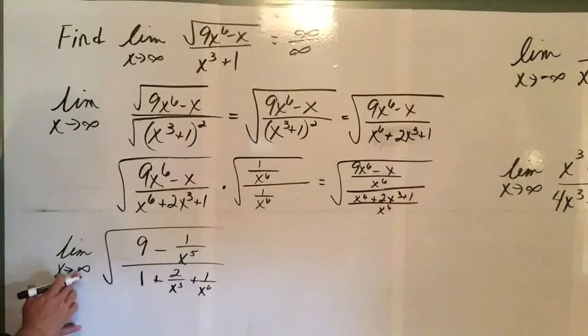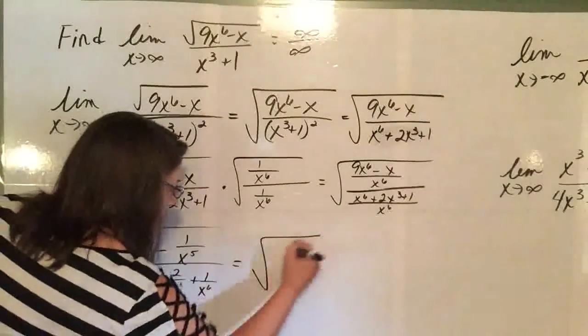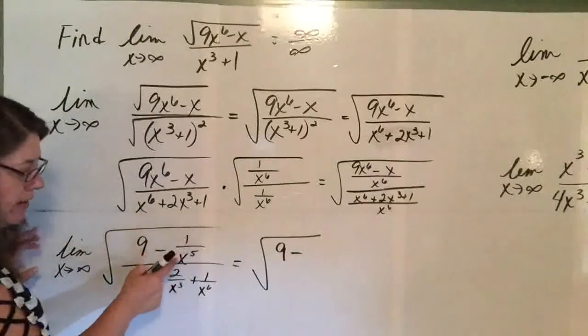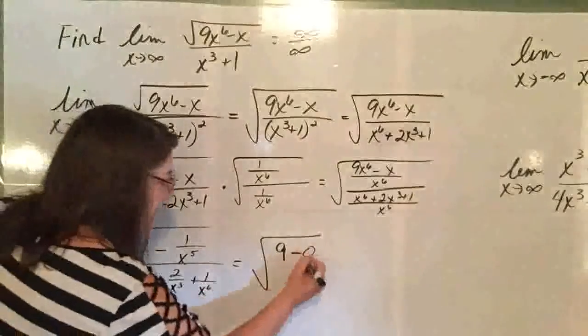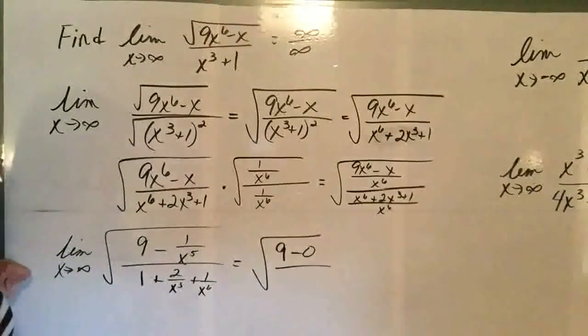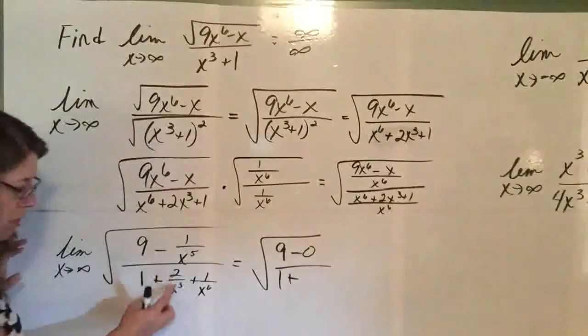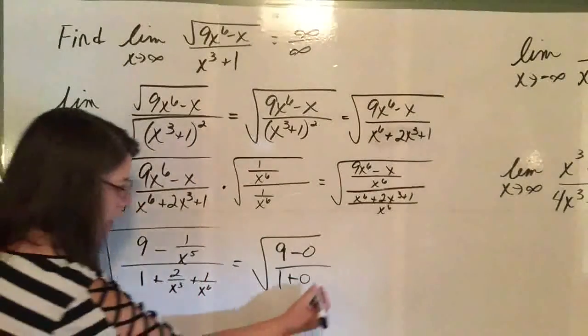So let's do that. If I plug infinity here, well, that's still 9 minus, well, 1 over infinity. That's going to be 0. That's approaching 0. So that's going to cancel out and give me 0 for that limit. I have a 1. 2 over infinity approaches 0. 1 over infinity approaches 0.